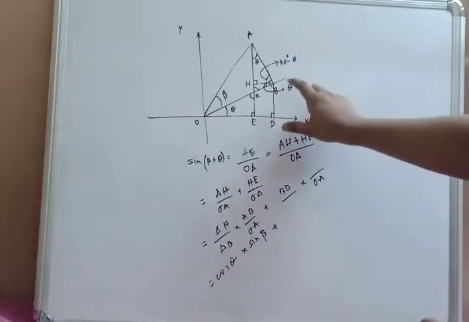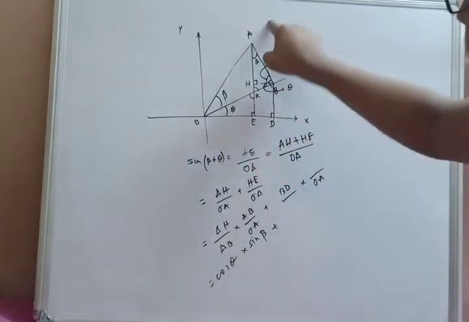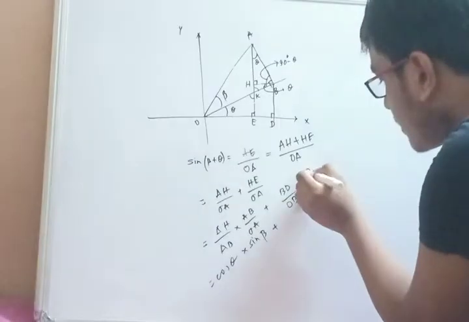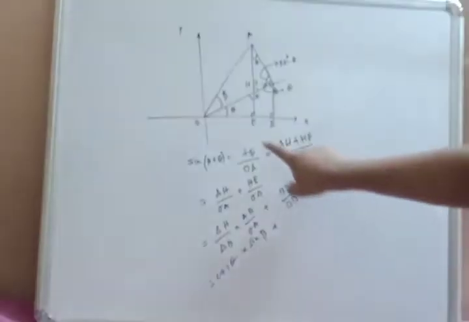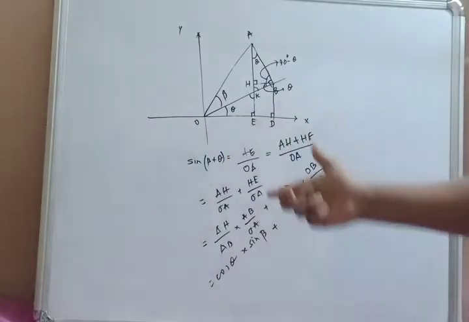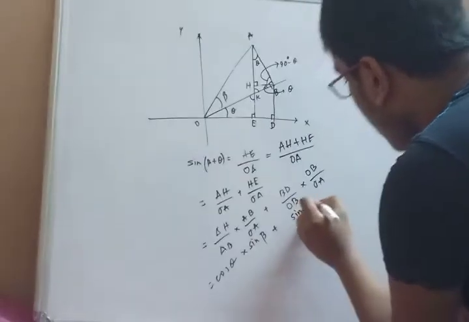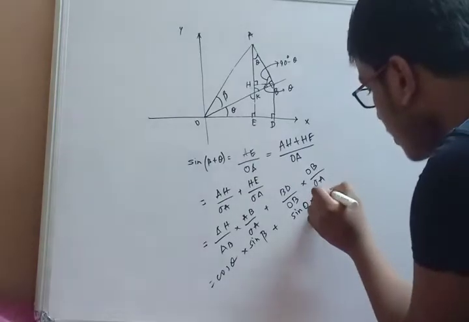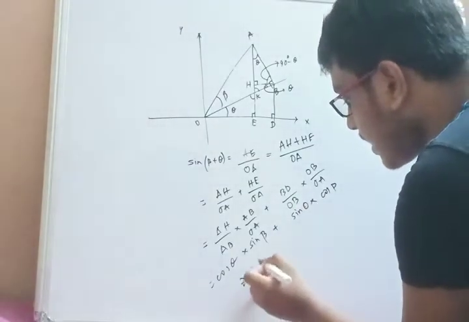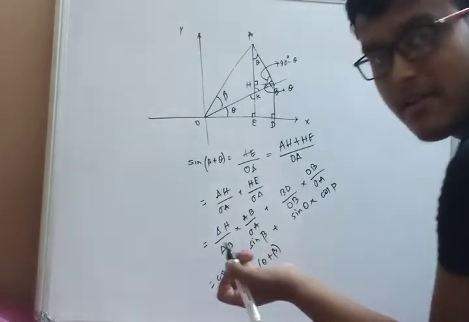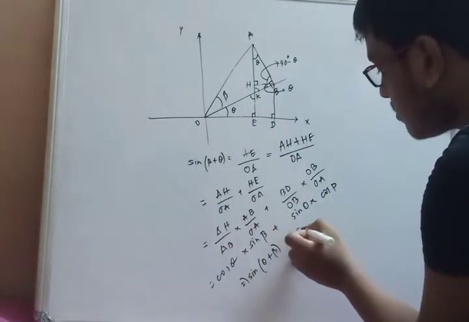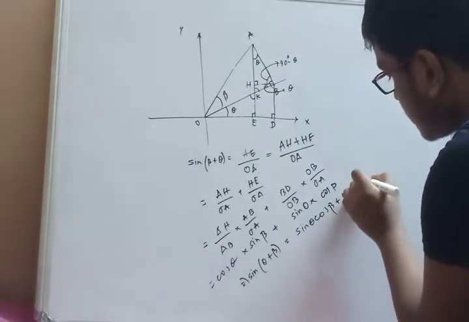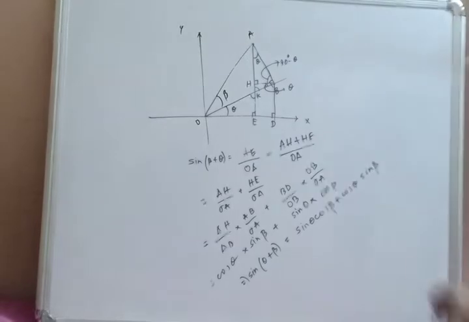BD. Now what is the common side between BOD and AOB? It's precisely OB. So let's multiply and divide by OB. Now BD by OB is sin theta, and OB by OA is cos beta. This implies sin of theta plus beta is equal to sin theta cos beta plus cos theta sin beta. I hope you can see it.